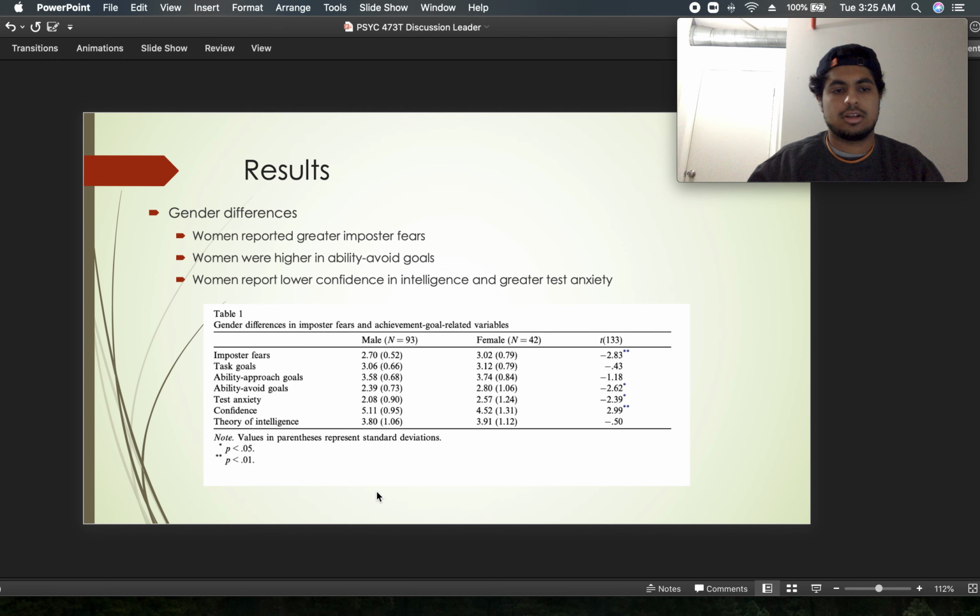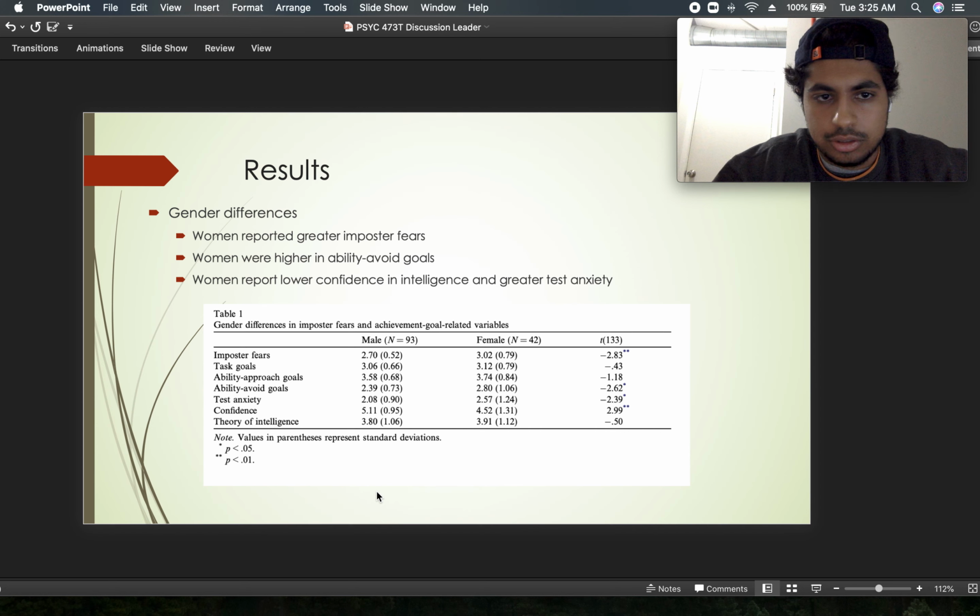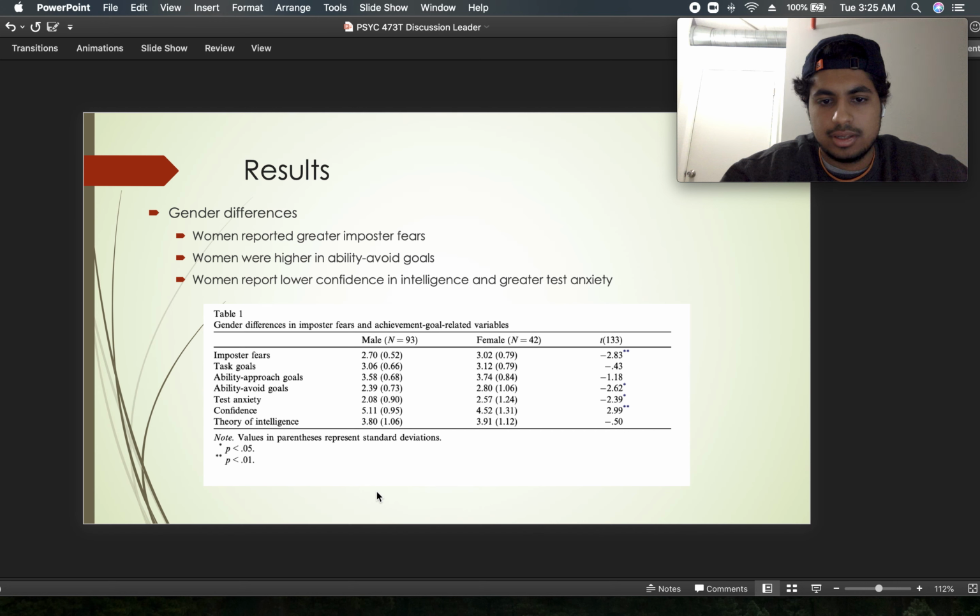So now moving on to the results. As I said, gender was a huge part of the study, and they found that, as expected, women reported greater imposter fears than men. They also found that women were higher in ability to avoid goals than men, and they also found that women reported lower confidence in intelligence and greater test anxiety than men.